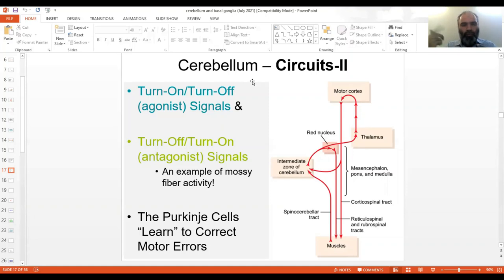Walking, running, all of that, involves switching on and switching off of multiple muscle groups in rapid succession. One muscle group goes into contraction, the other goes into relaxation. It has to, because it is the antagonist muscle. To keep track of all of this in real time, we have the cerebellar circuits, the cerebellum. Okay, so the mossy fiber activity is an example.